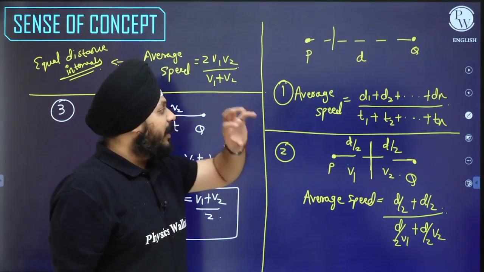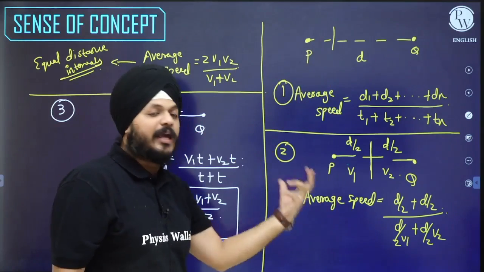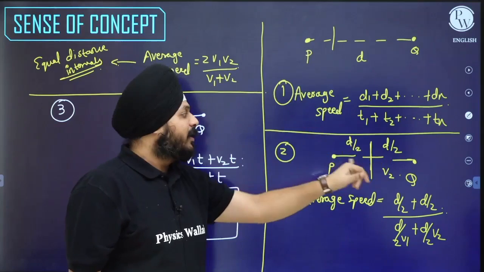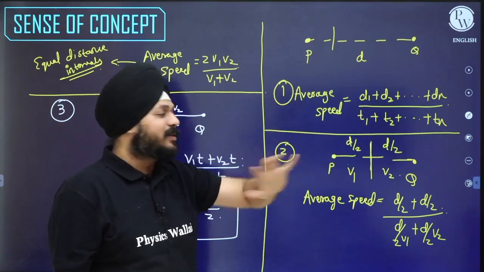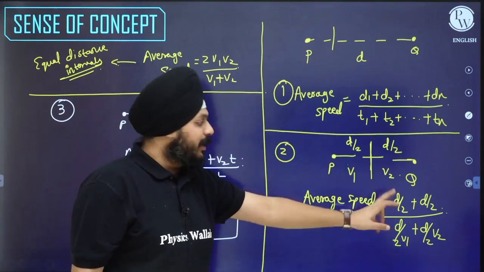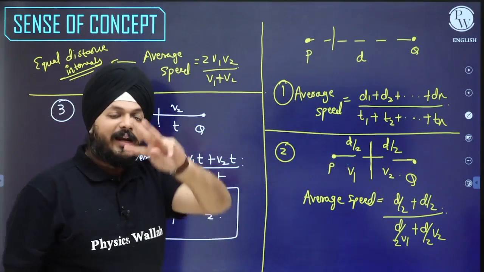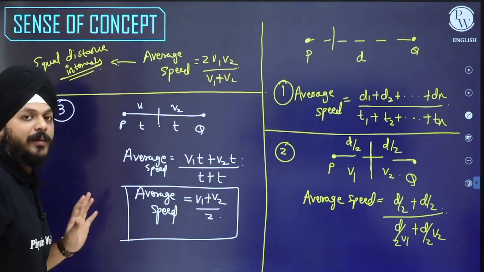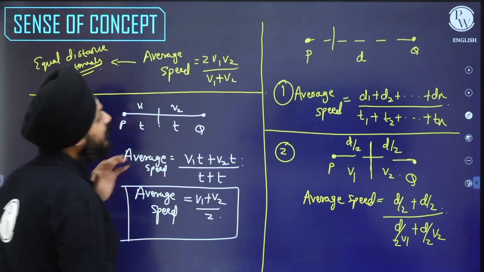So we have three noteworthy points. First, the general formula. Second, the case of equal distance intervals. The entire path can also be divided into three equal intervals or four equal intervals; the same thing applies: D by 4, D by 4, D by 4, D by 4. You move on like that. So generally we have three cases: the general formula, the equal distance interval, and the equal time interval. Okay, so this was all about the concept of average speed.